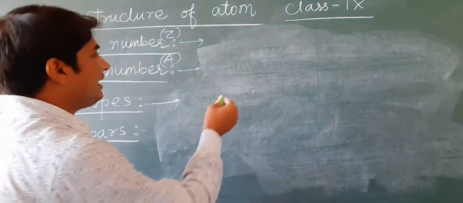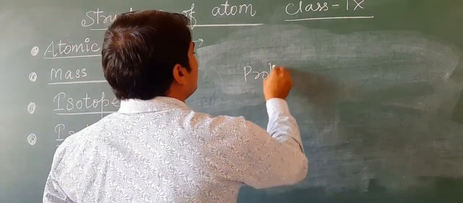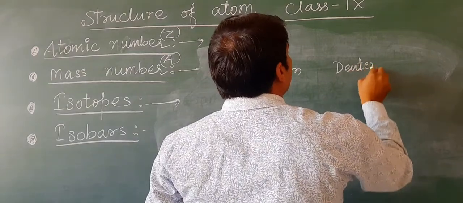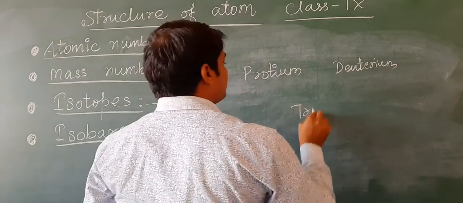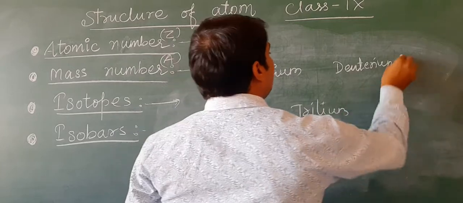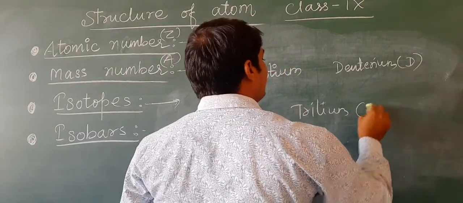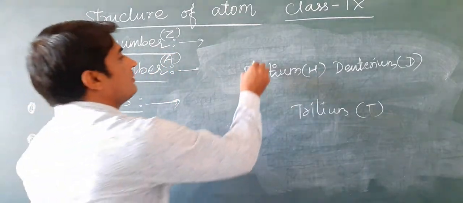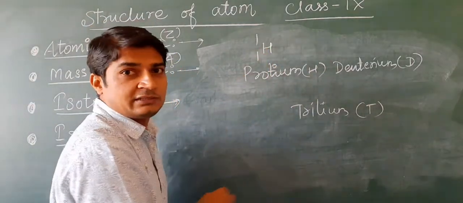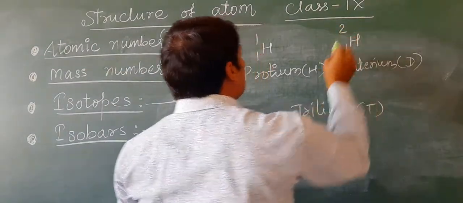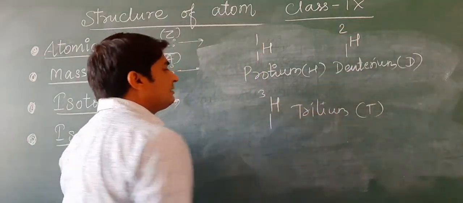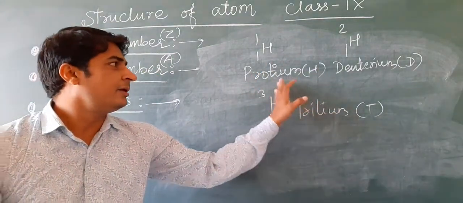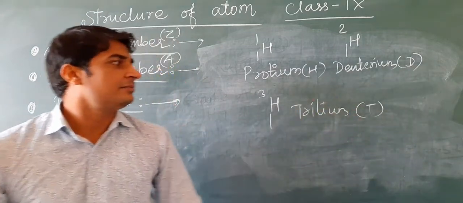For one example, protium, deuterium, tritium. We write deuterium with D, tritium with T, and protium with H. So these are the 3 isotopes of hydrogen. They can be represented as 1H1, 1H2, and 1H3. These are the 3 isotopes of hydrogen: protium, deuterium, and tritium.